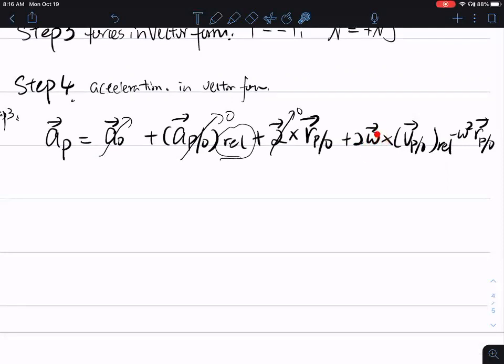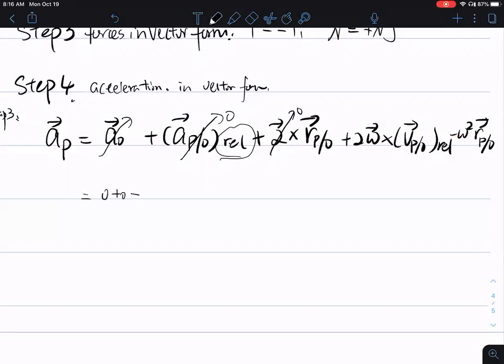Here, omega is given. Vp/O is the relative velocity of particle P with respect to point O. That's R dot, we know that. And minus omega square Rp/O. Rp/O is just a position vector pointing from O to P. All right, can you put everything inside of this equation?